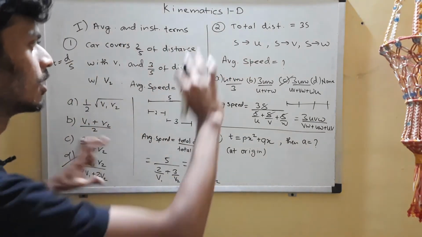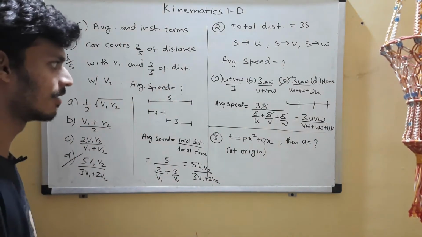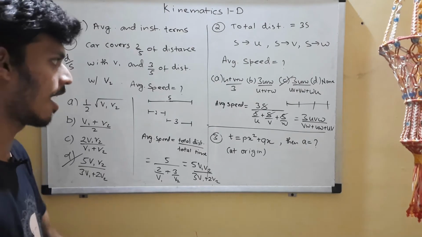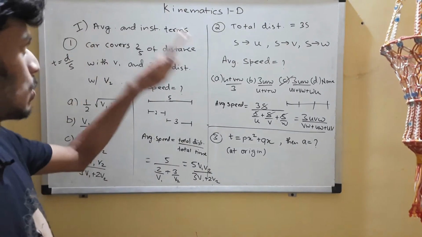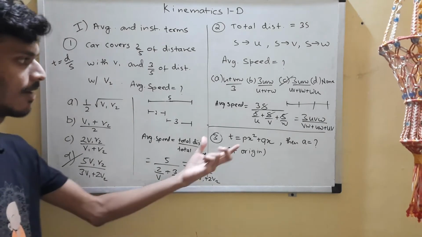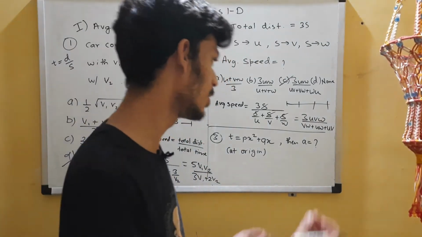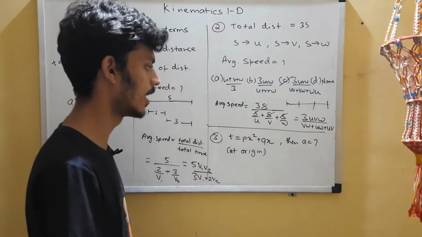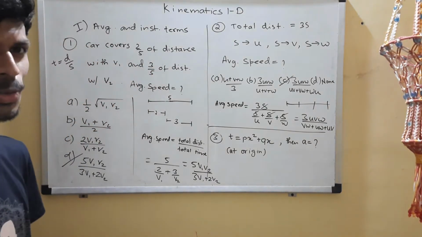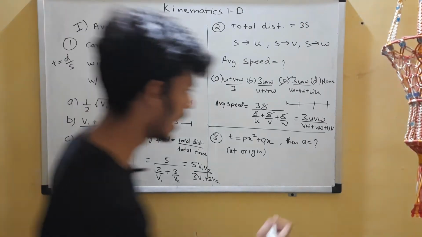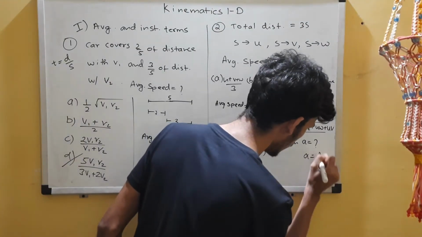Okay, so I hope the questions on average speed are very clear to you and are looking simple. Okay, now let's come to question 3. This is based on instantaneous term. Here they have given you the equation for time. You are asked for the time for the acceleration of this body. Okay, now how will you do this? You can just use acceleration as dv by dt.